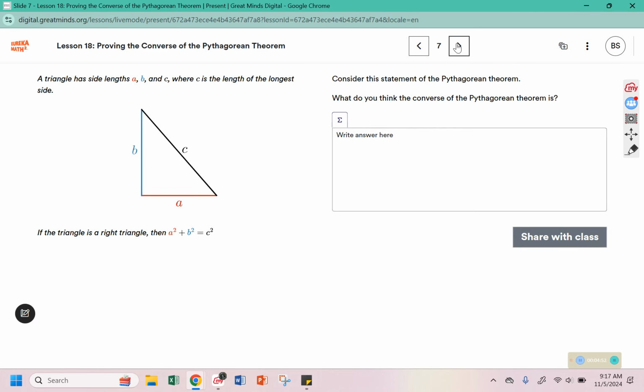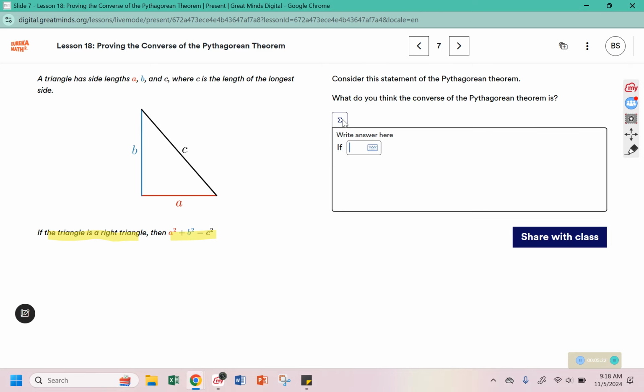Consider this statement of the Pythagorean theorem. This says, a triangle has side lengths A, B, and C, where C is the length of the longest side. If the triangle is a right triangle, then a squared plus b squared equals c squared. What do you think the converse of the Pythagorean theorem is? Well, we would switch around if the triangle is a right triangle with the Pythagorean theorem. So it's going to sound like this.